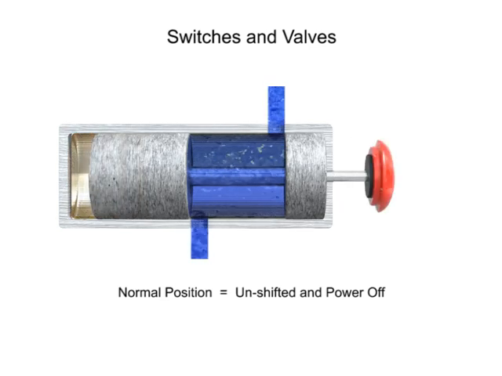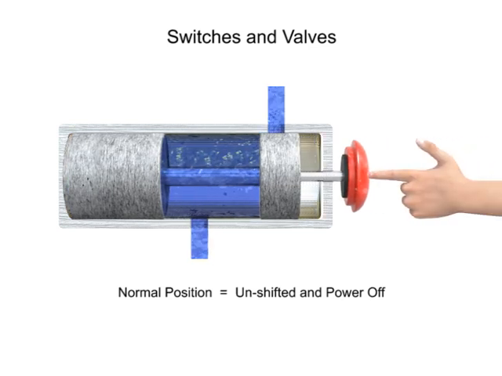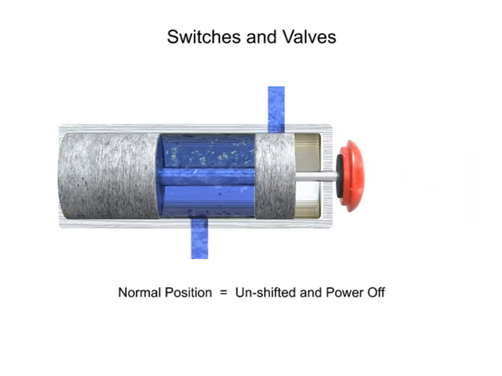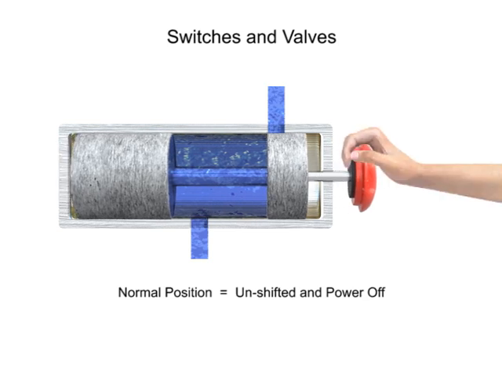Valves that do not have mechanical or electrical actuators do not have a normal position because they must be manually moved. When shifted, they remain in that state until manually shifted to another position.